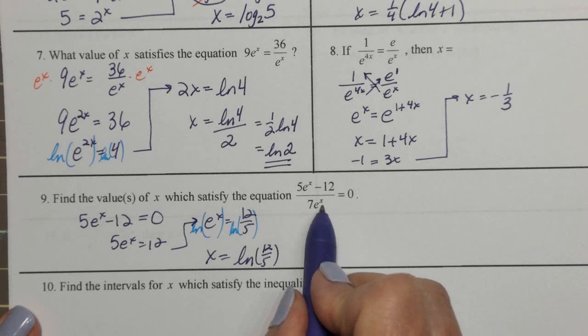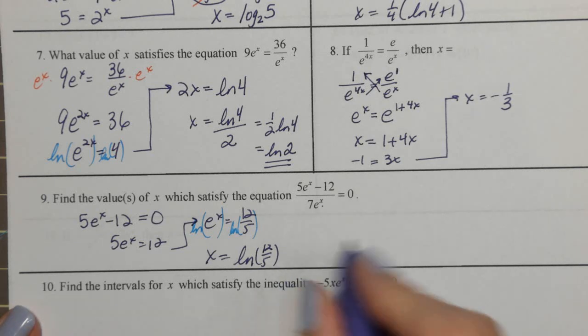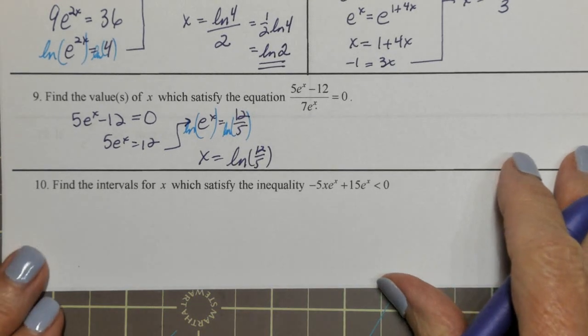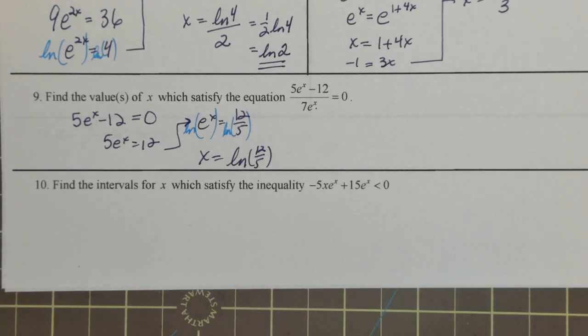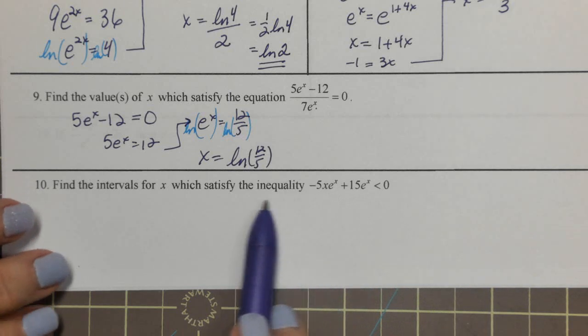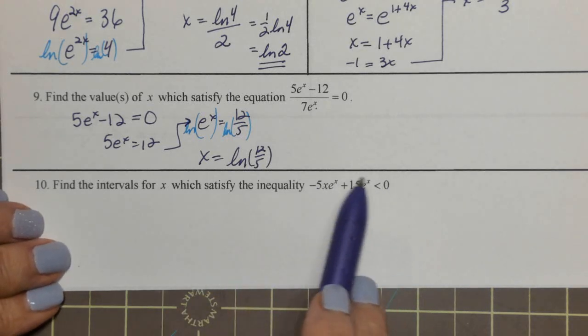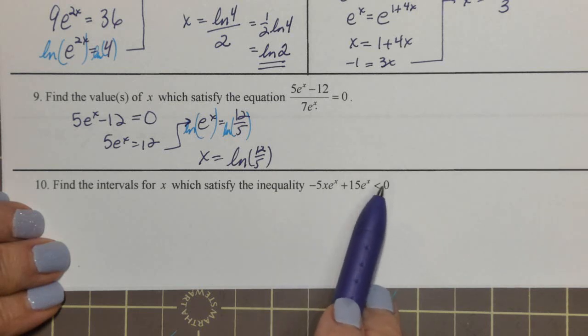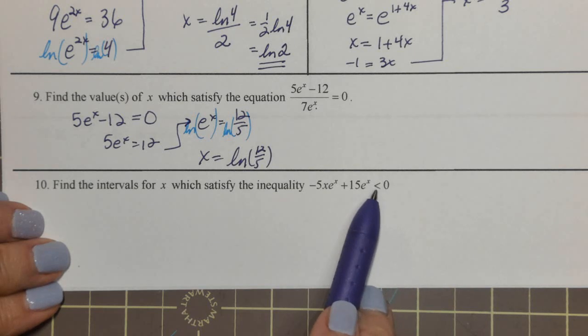And that does not make the denominator 0, so I know that that is my answer. Okay, what if we have an inequality? What if we're finding the values of x which satisfy this inequality? Well, for an inequality, we must have 0 on one side. I like having that 0 on that side.